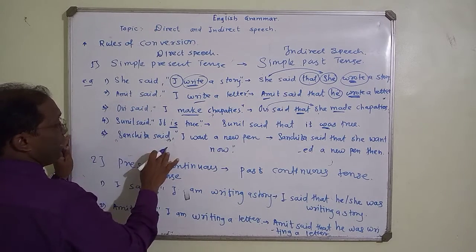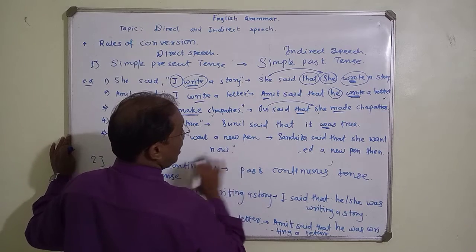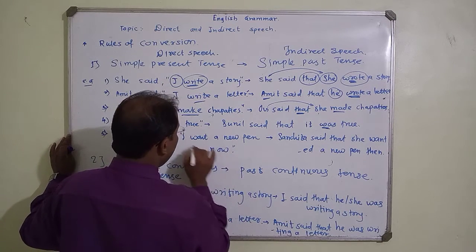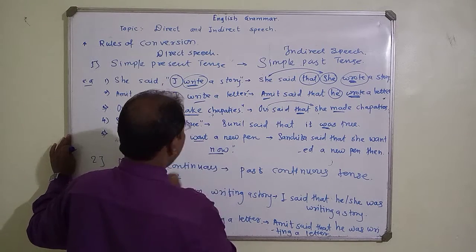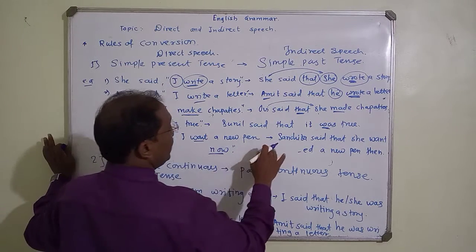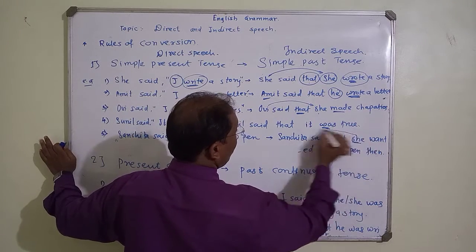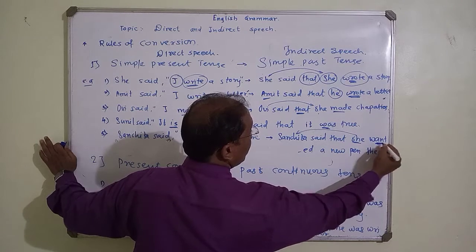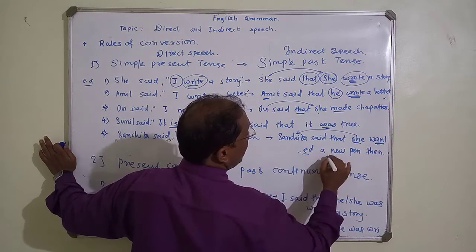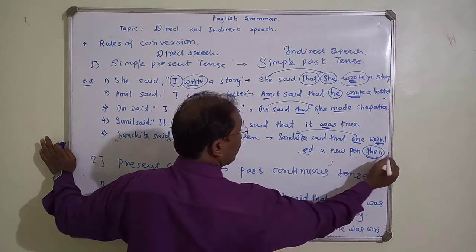Then Sanchita said, "I want a new pen now." Now this is simple present tense. "Want" is there. Then there is "now." Then how do we convert it into indirect speech? Sanchita said that she, "she" refers to Sanchita. "Want" is converted into simple past tense "wanted." A new pen, "now" is converted into "then."